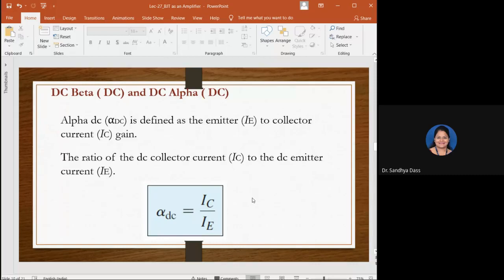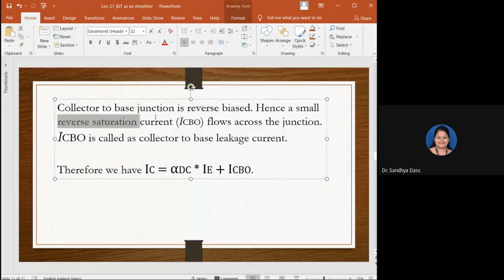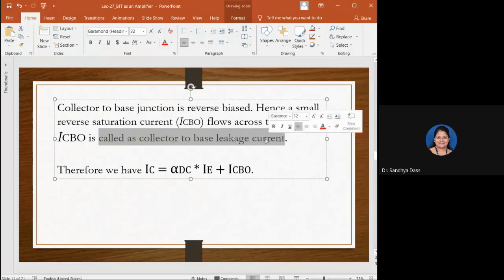Now, recall that the collector to base junction is reverse biased, right? So we know that in reverse bias condition, there will be a small reverse saturation current. If you recall the PN junction discussion, even in the reverse bias condition, because of the minority charge carriers, there will be a small reverse current. We call that reverse saturation current, ICBO. This ICBO is due to minority charge carriers, and it is called the collector to base leakage current.